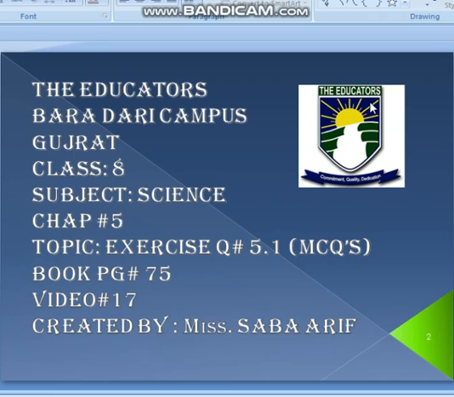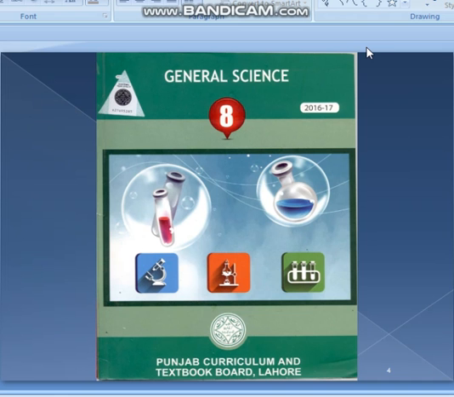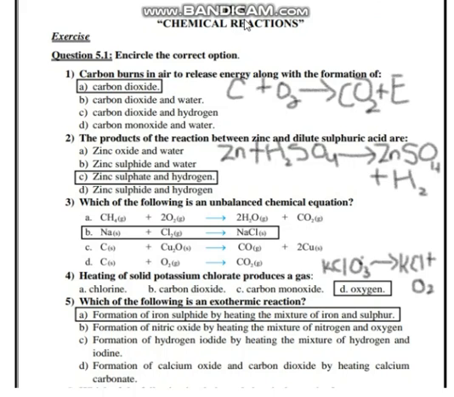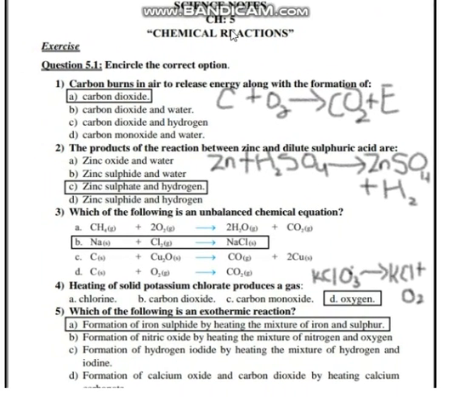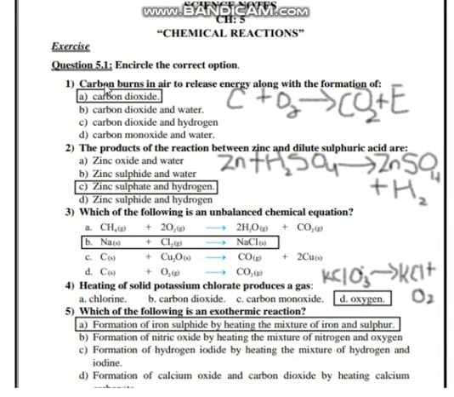Okay students, open book page number 75. Exercise question number 5.1. Today we will solve the MCQs. Class 8, open your science books. Chapter number 5, that is chemical reactions. Today we will solve its exercise question number 5.1. Encircle the correct options. MCQs.